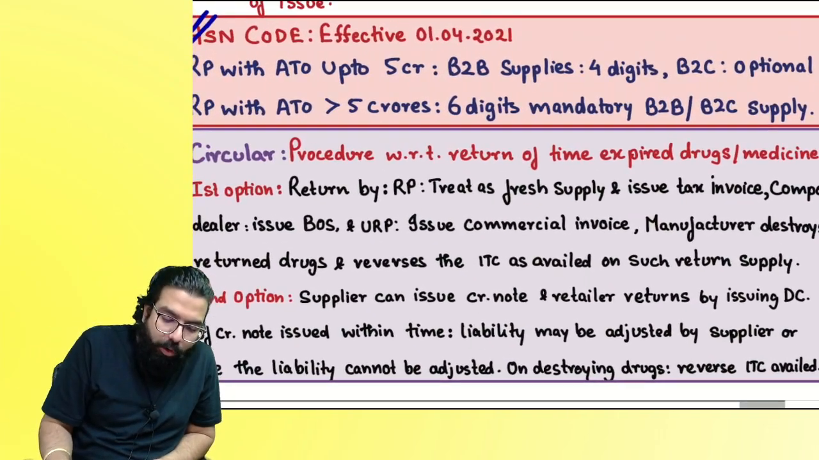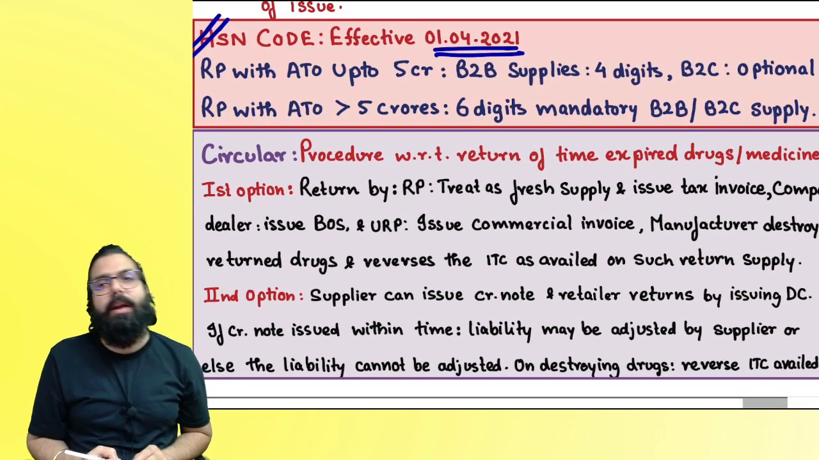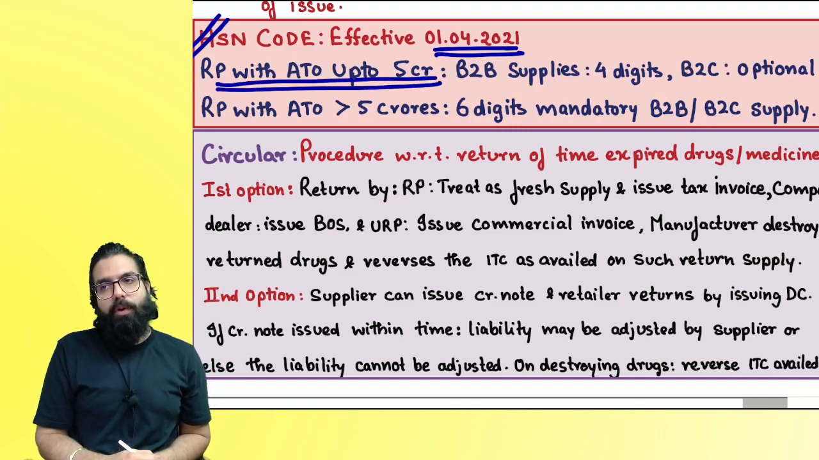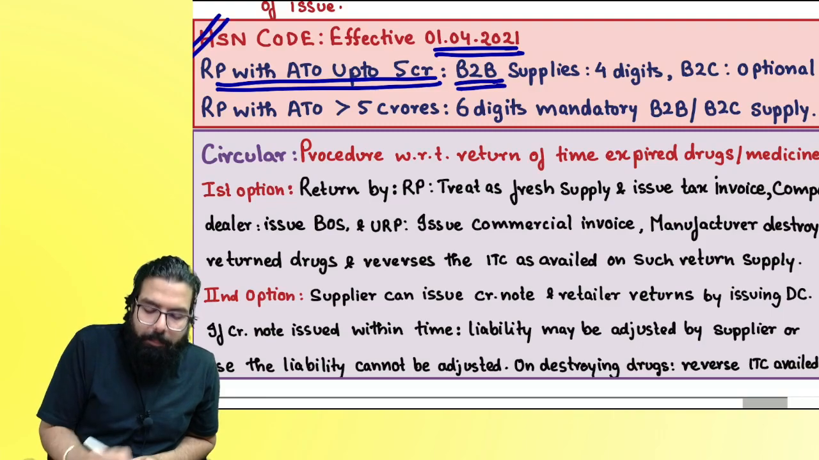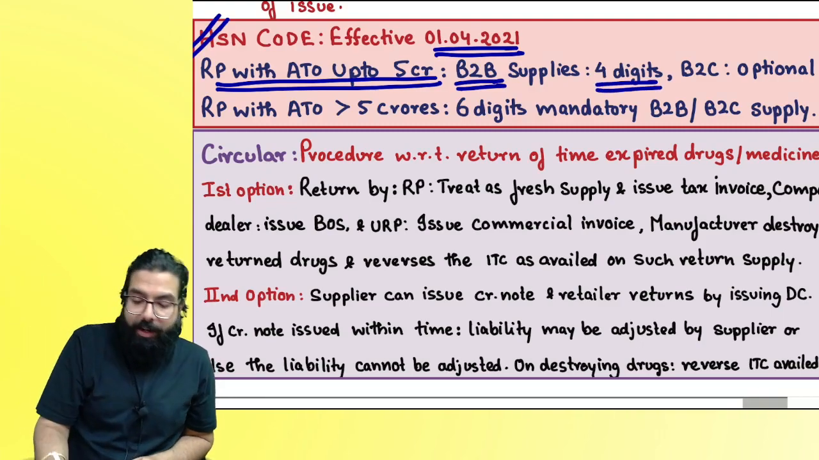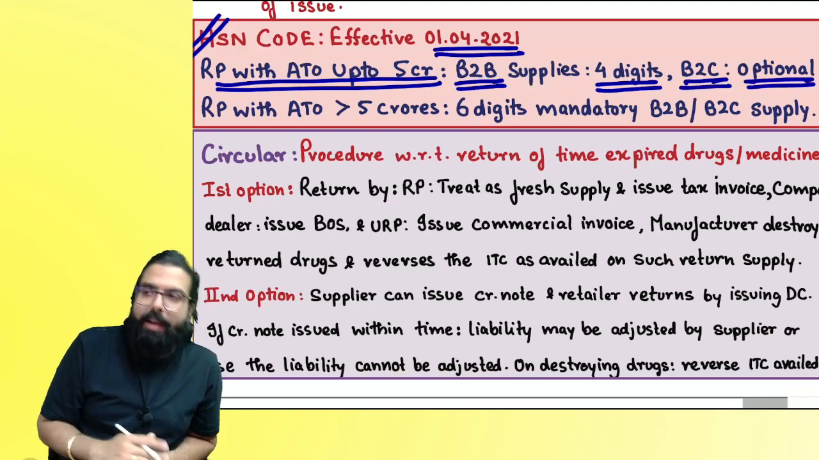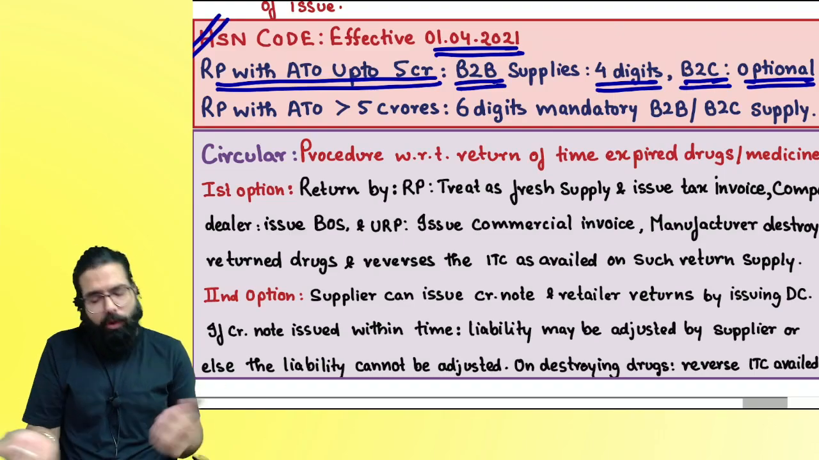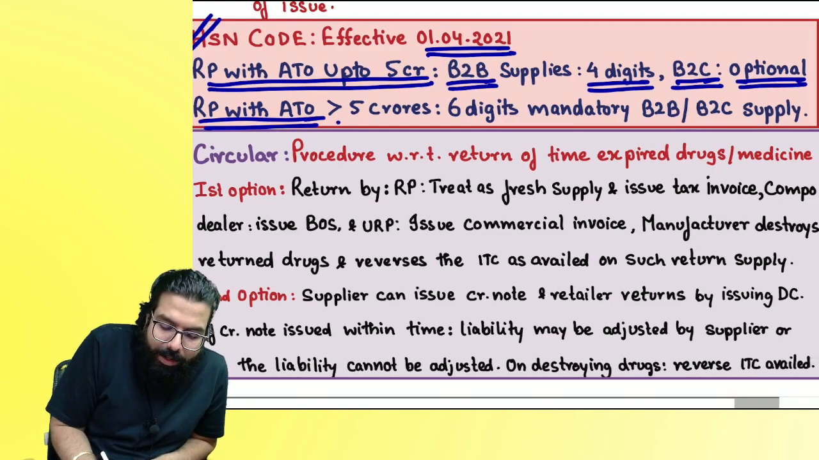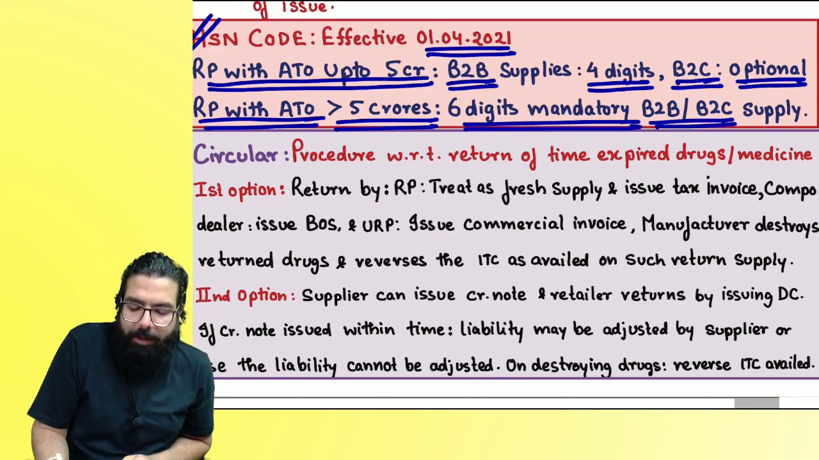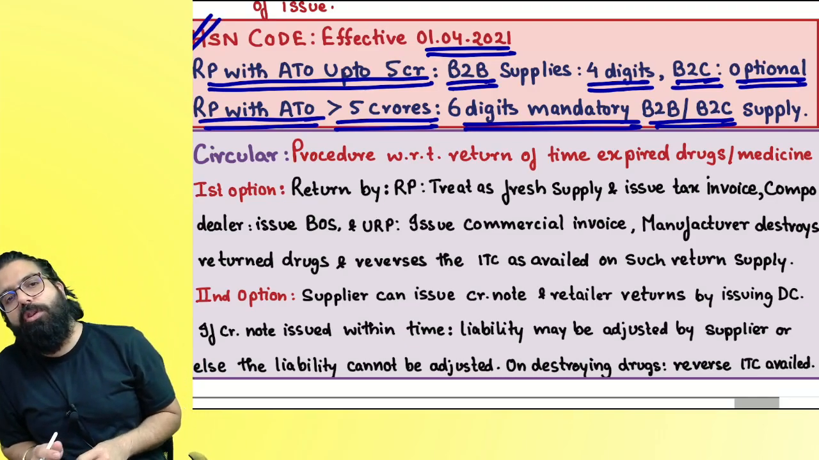Now they have told that with effect from 1st of April 2021, if you are a person whose aggregate turnover is up to 5 crore, then if you are doing B2B supplies, how many digits of HSN code are compulsory? First 4 digits. And for B2C supply, it is always optional. If you want, you can put; if you don't want, don't put. If aggregate turnover is greater than 5 crore, how many digits are mandatory? 6 digits of HSN code are mandatory, whether you are doing B2B, business to business, or business to consumer supply.